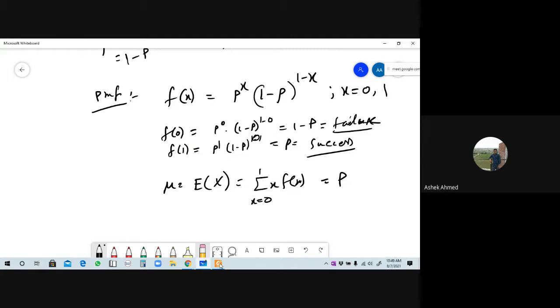And from here you can find the variance, sigma square. What will it be? Can you say? That will be the expression of E of (x minus mu) whole square. Is it right? So from here you can evaluate the value of the variance.